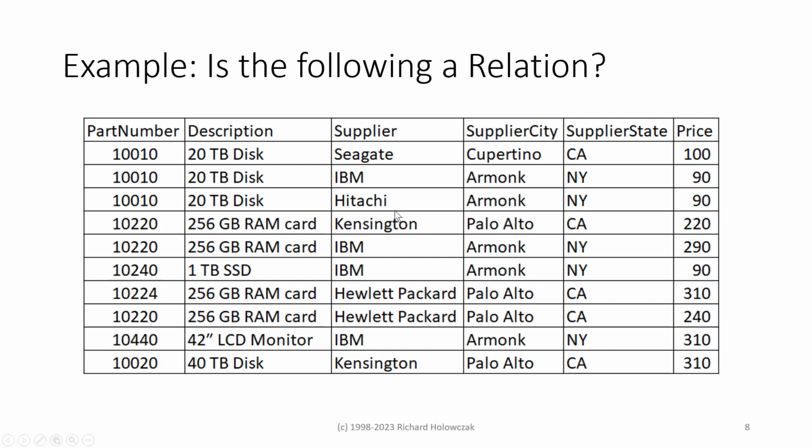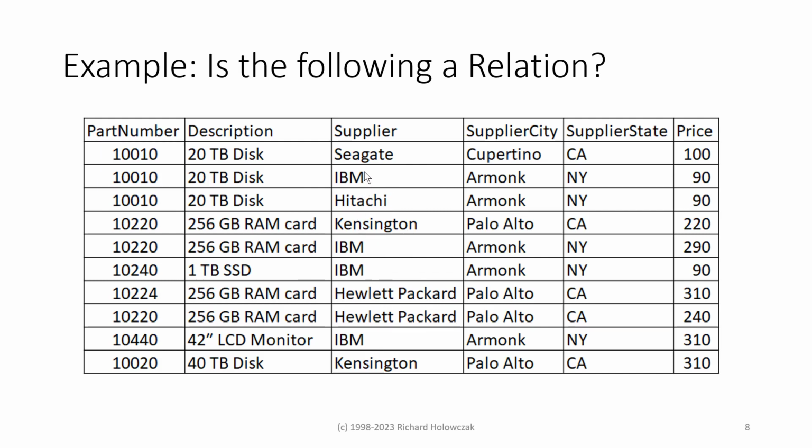What else is important? The order of the attributes does not matter. And last but not least, the names of the attributes must be unique. So if we look at part number, description, supplier, supplier city, supplier state, and price, all of these names are unique. The last 2 criteria to be a relation have to do with the tuples or rows. The first of which says that the order of the rows doesn't matter, and clearly we can rewrite these. As long as we keep the whole row together, we can mix them up in any order we like.